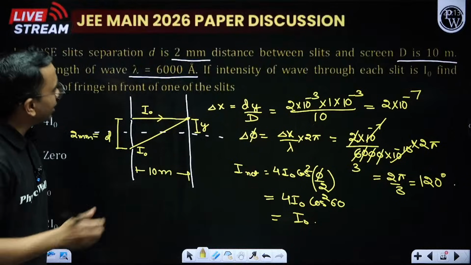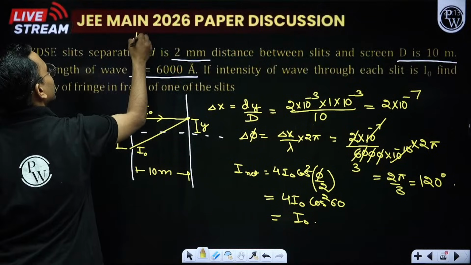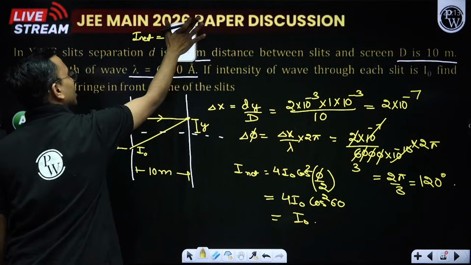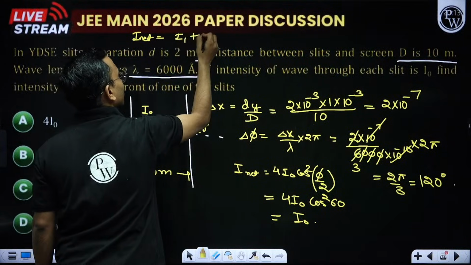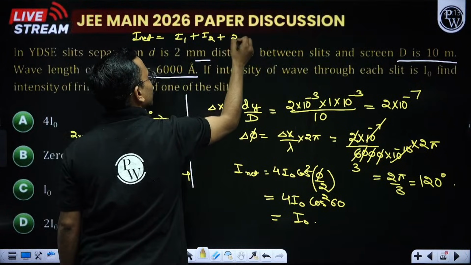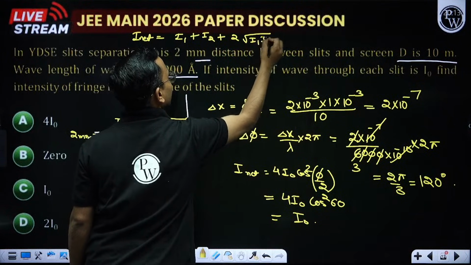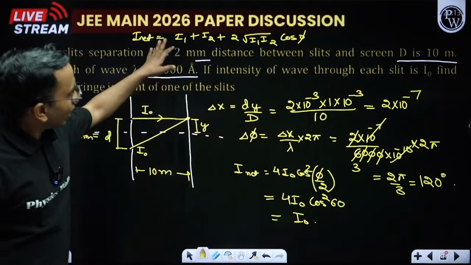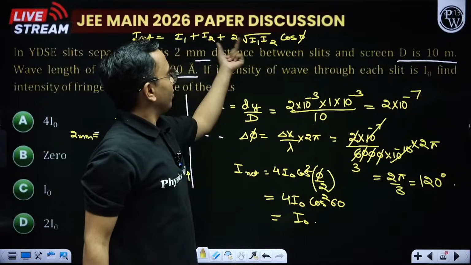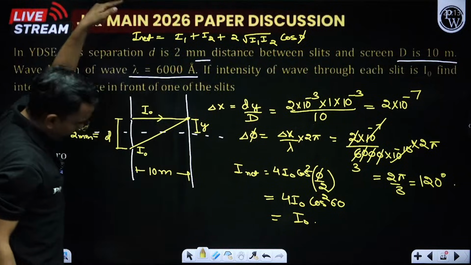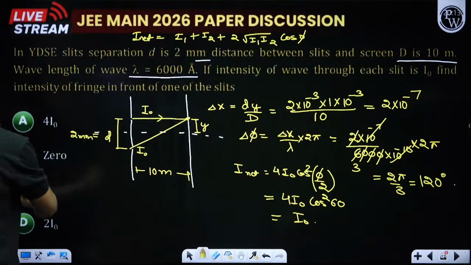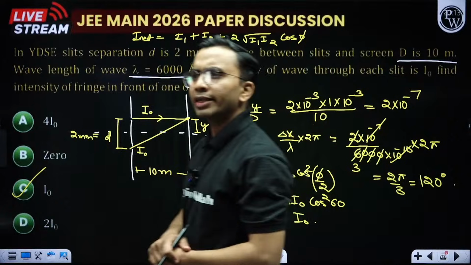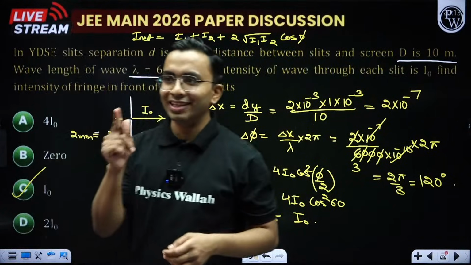The general formula for resultant intensity, how do we write it? I net is equal to I1 plus I2 plus 2 root of I1 I2 cos phi. This is how we write. So I naught plus I naught, and here it will become minus I naught. So that will remain I naught itself. So that is my option C. C, Devraj, perfect. 10 to the power minus 7, yes, that was the mistake there.